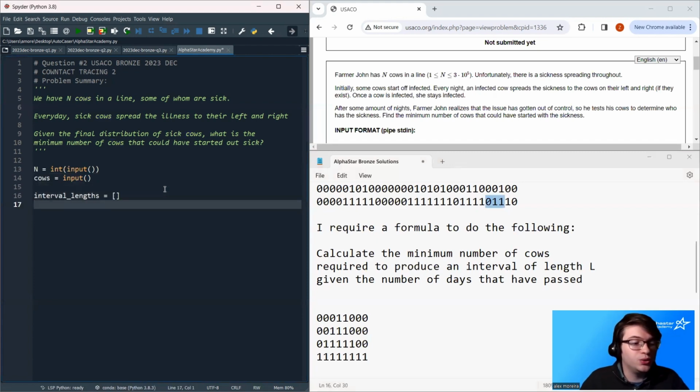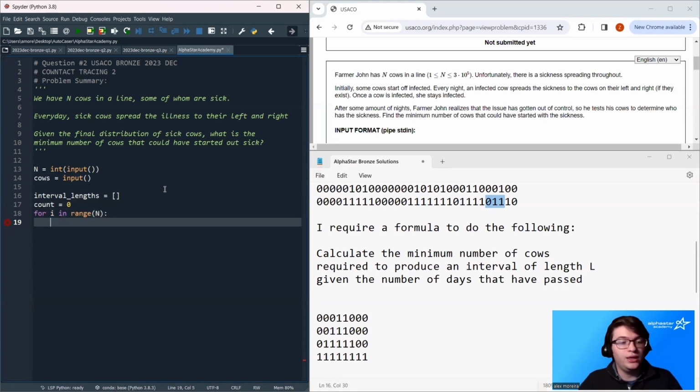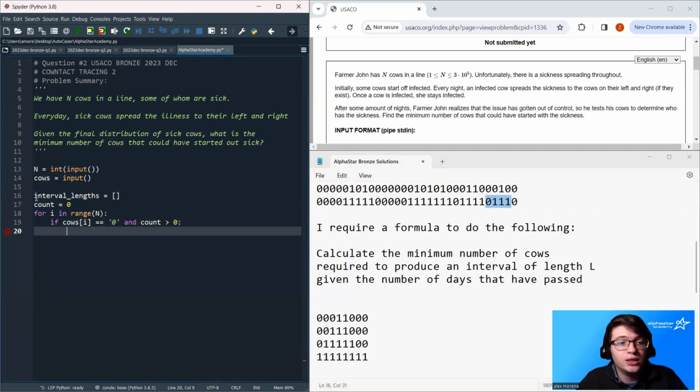So we can just do count is 0, and then for i in range n, right? We're just looping over all the cows. If cows[i] is currently 0, and the count is bigger than 0, this tells us that we have just finished walking over an interval of sick cows. So we're going to append to interval lengths the count and reset it back to 0.